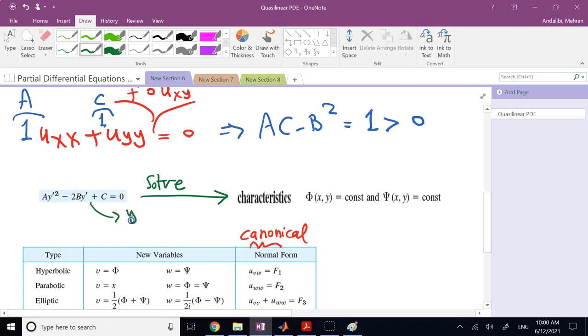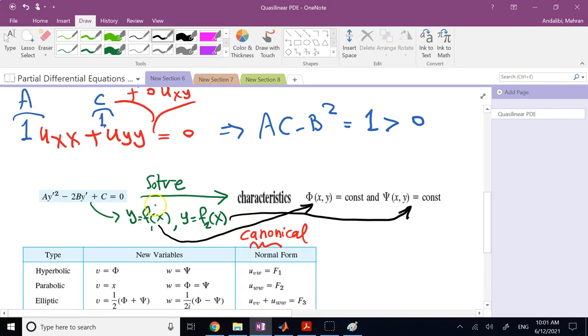From here, you find y prime and then y as a function of x, and since it's quadratic, you're going to have two solutions. Then you write one of these solutions as phi of x and y equals constant, the other one as psi of x and y equals constant. So in order to do this transformation, you need to solve this quadratic nonlinear ODE, find the two solution functions, call one of them phi of x and y constant, and the other psi of x and y constant. You call these characteristics, and then using those characteristics, you can transform your original PDE into these canonical forms for which the solution is easier.